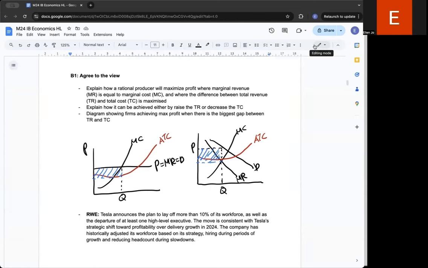To be more specific, you can explain how it can be achieved either by raising the total revenue or decreasing the total cost. Perhaps a diagram showing a firm achieving maximum profit when there is the biggest gap between total revenue and total cost can work to illustrate the case. And lastly, as a real-world example, I can recommend you to use firms like Tesla, which recently announced a plan to lay off more than 10% of its workforce, mainly to decrease the cost and maximize its profit.